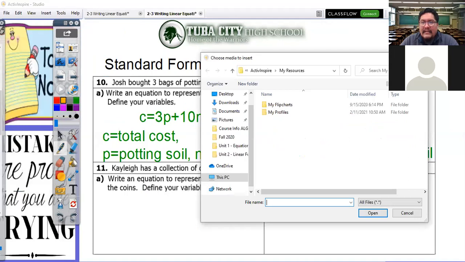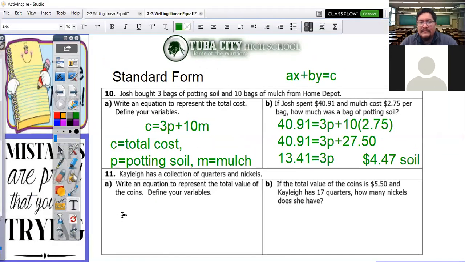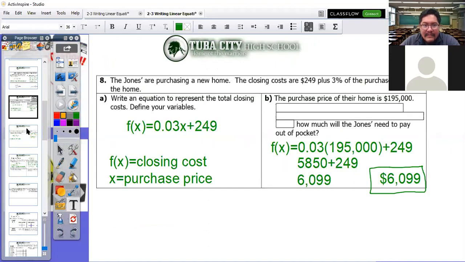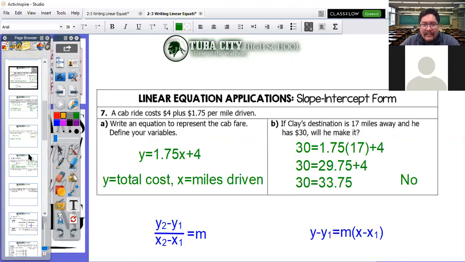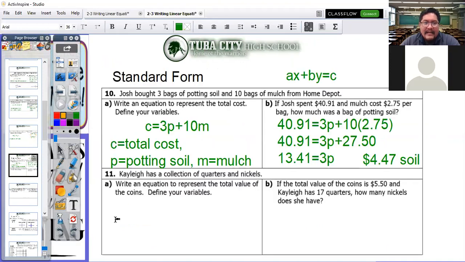All right, next one. Kaylee has a collection of quarters and nickels. I've been using C a lot, actually. C is cost, C is cost or candle. I could put C for coins, because in this case it says Kaylee has a collection of quarters and nickels, but I'm going to use K. I'm going to be a little bit different and put K there because we're talking about what Kaylee has. Write an equation to determine the total value of the coins and define your variables.